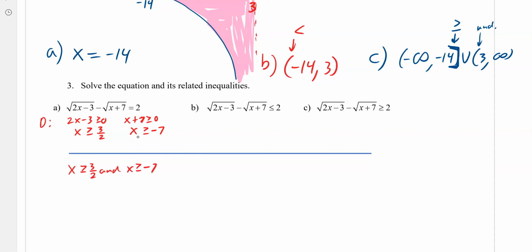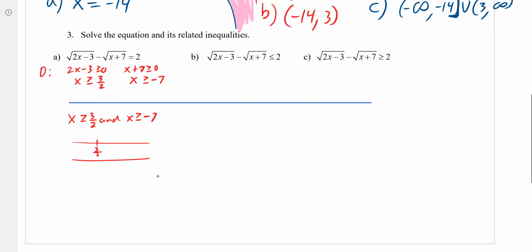So we want to know when is this one greater than or equal to 3/2 and greater than or equal to -7. So we need to put them on a graph and look at them. So that's 3/2, and -7 would be back here. They're both greater than. So we want to know when is it good for both. And so that's here. This region is when we can plug numbers in.